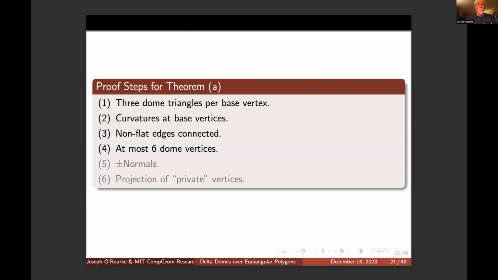And these first 3 steps lead to the conclusion that in order to dome an equiangular polygon, you can have at most 6 dome vertices. And that's an important limitation. You can't have many dome vertices. Then there are 2 other steps that are more geometric, perhaps, and I'll defer discussing those. So now I'm going to run through the first 4 steps.